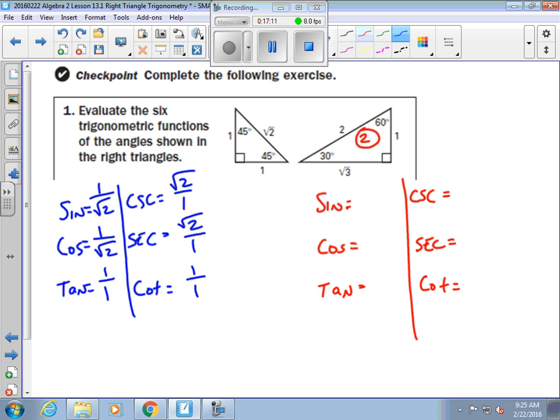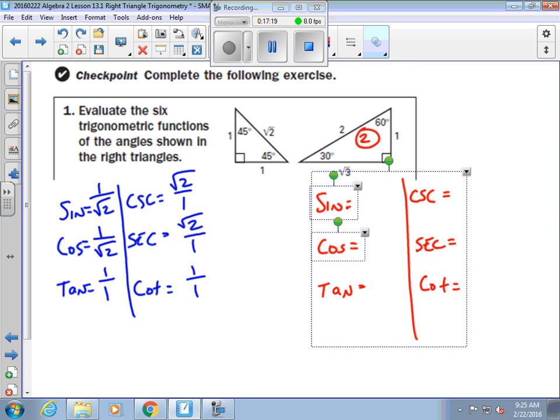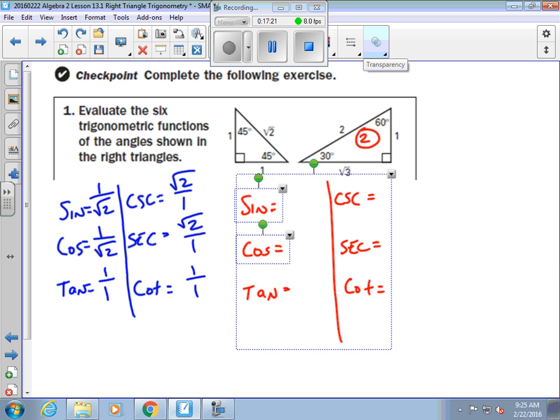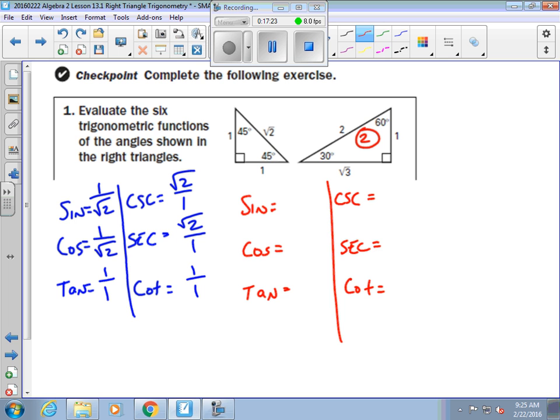For the other one, again, it's a 30, 60, 90. So instead of having just 6 trig functions, there's actually 12 trig functions of this one. If we do it for this angle right here, 60 degrees, its sine is the opposite over the hypotenuse, the square root of 3 over 2, which means its cosecant is the reciprocal, 2 over the square root of 3. Notice all I did was flip that.